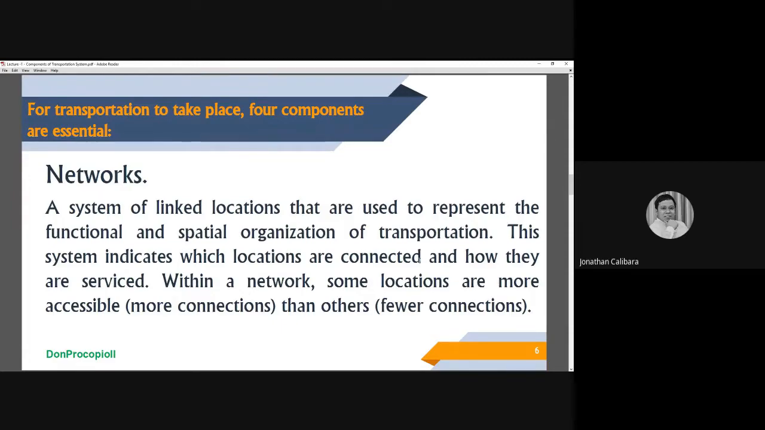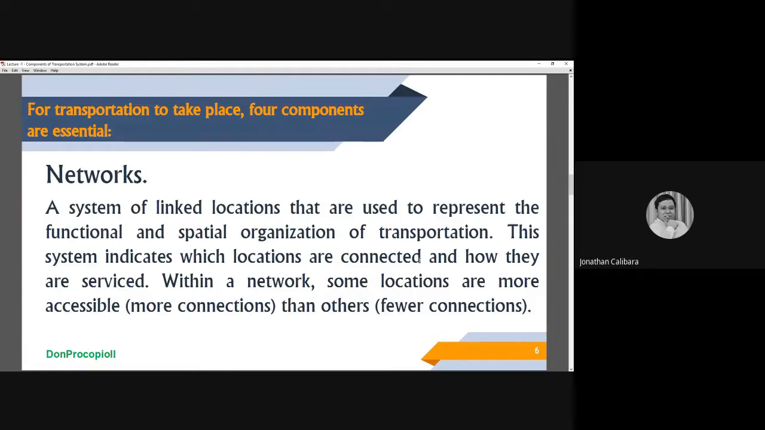Next is network, the third one. A system of links and locations that are used to represent the functional and spatial organization of transport. This system indicates which locations are connected and how they are serviced. Within a network, some locations are more accessible, with more connections than others with fewer connections.